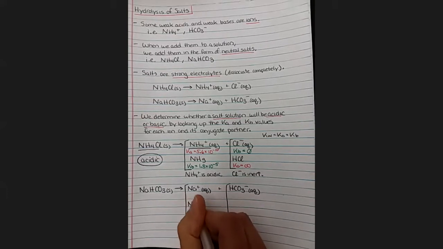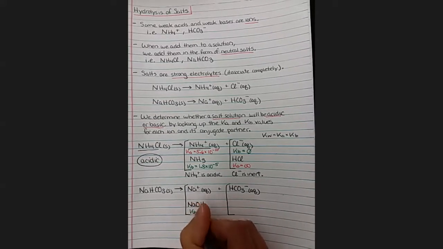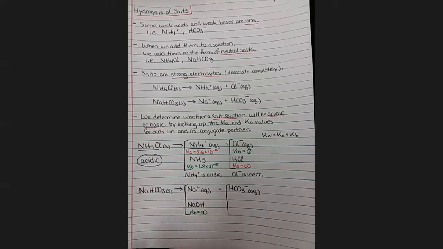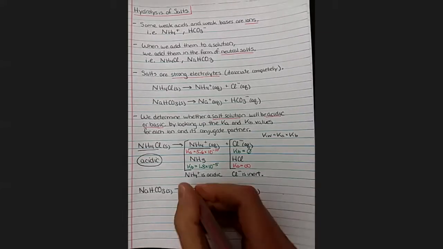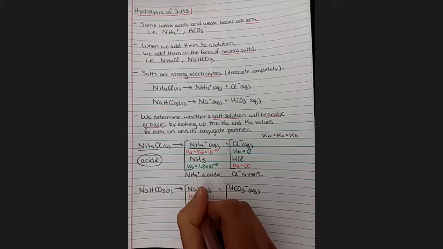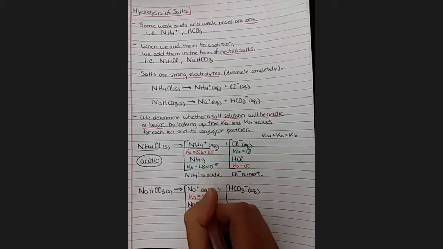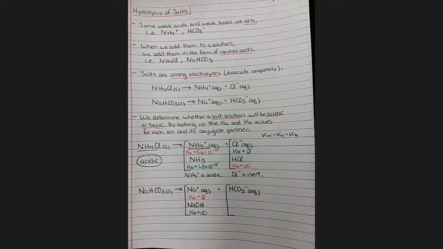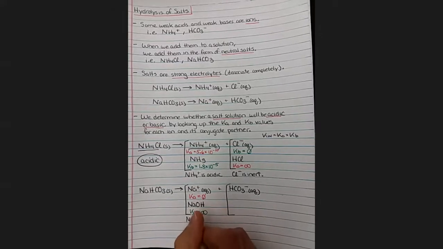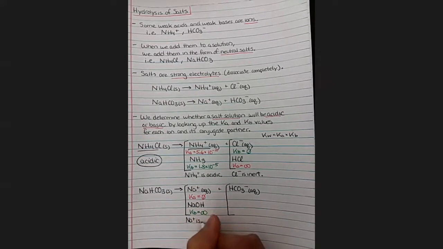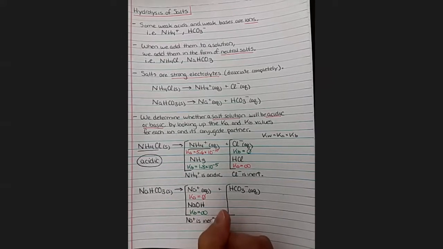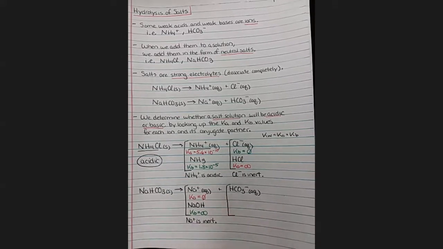Okay, so sodium plus, its conjugate partner is sodium hydroxide. And sodium hydroxide is a strong base. Strong bases have a Kb of infinity or very, very, very big. And their conjugate partners have a Ka of essentially 0. They're such weak acids that they're basically inert. So the sodium ion is going to be inert. It's not going to contribute to the pH of the solution.